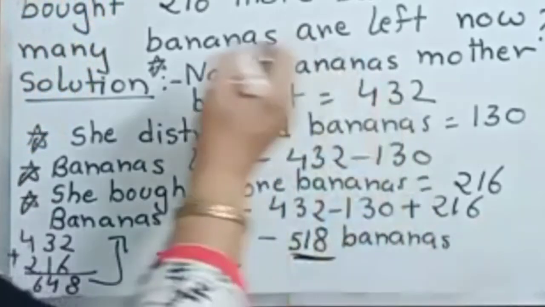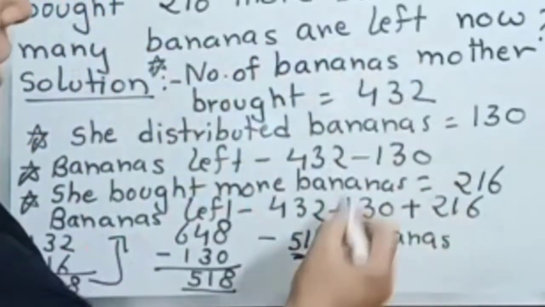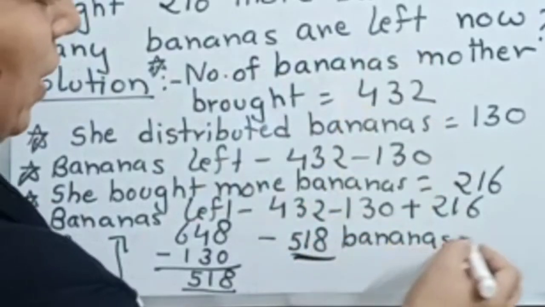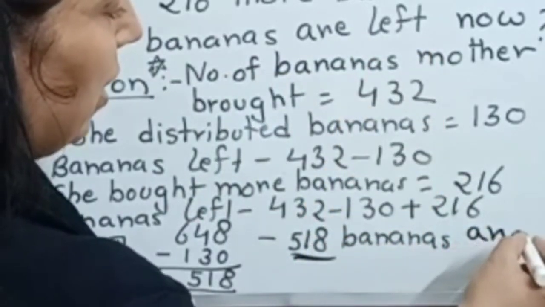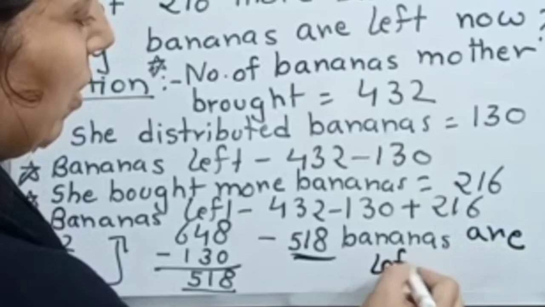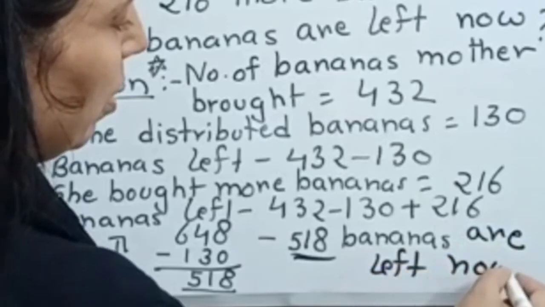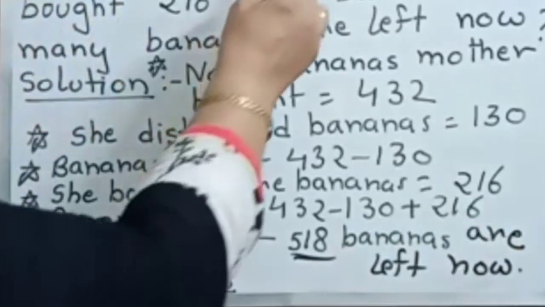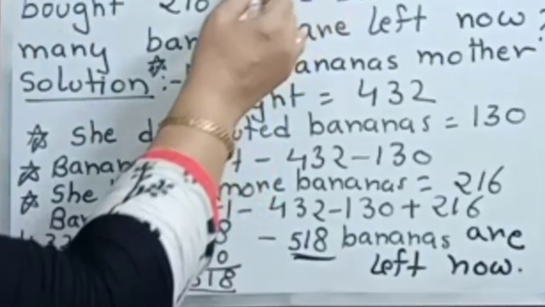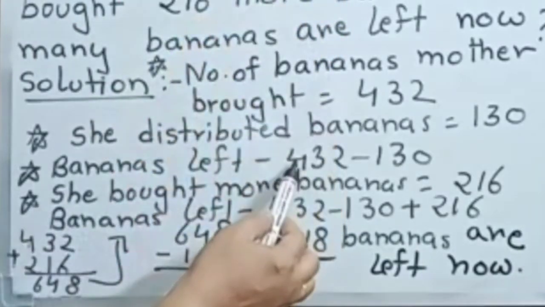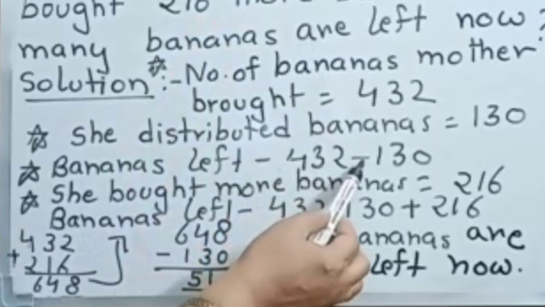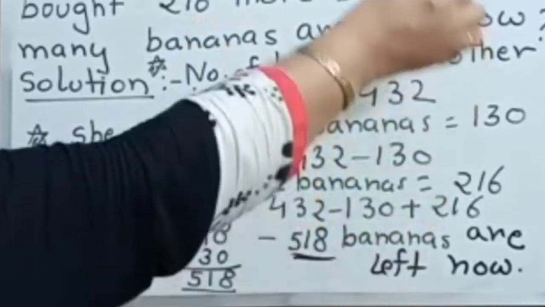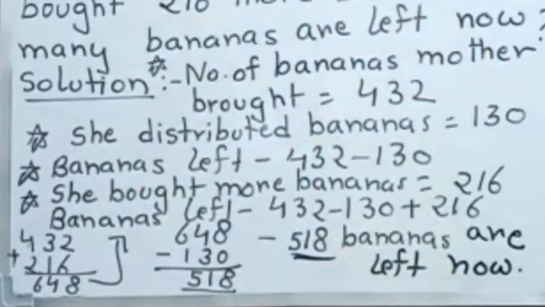Again, always take the answer from the last line. 580 bananas are left now. Again 432 bananas, take away 130, means 432 minus 130, then plus 216. Answer is 518 bananas are left.